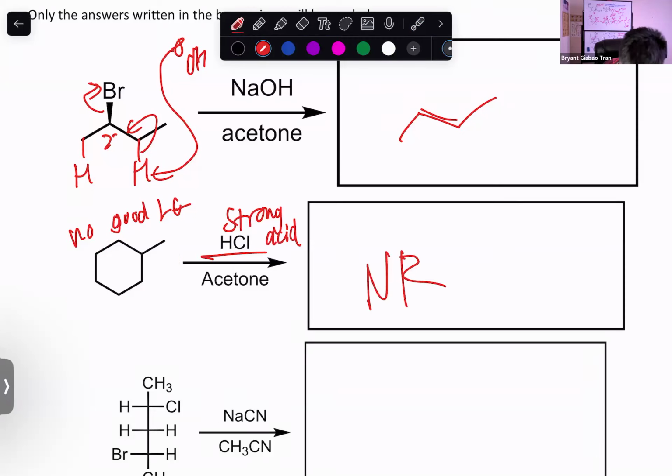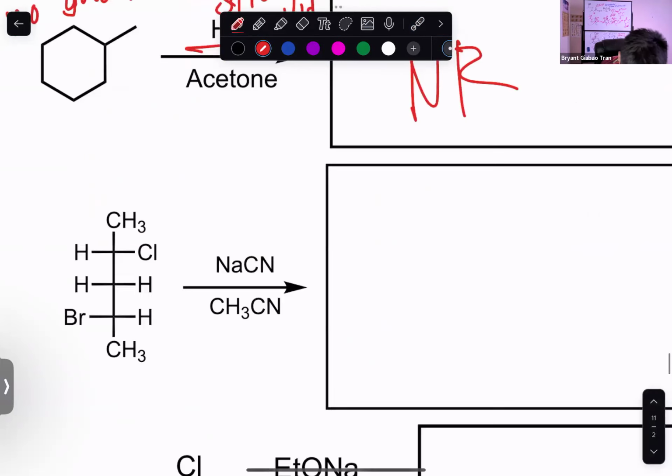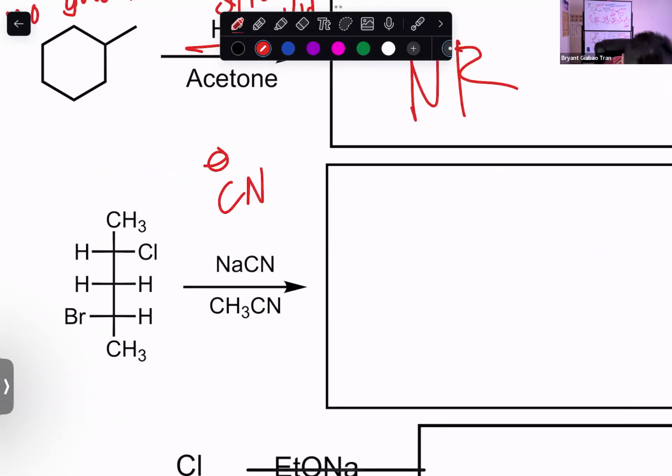Okay, now the Fischer projection of number 10. The question says that we're going to assume everything is in 1 mole, unless otherwise stated. So this CN minus here is in 1 mole. Now this is testing your knowledge on leaving group ability. We have 2 good leaving groups here, chlorine and bromine. Which leaving group is better and why?